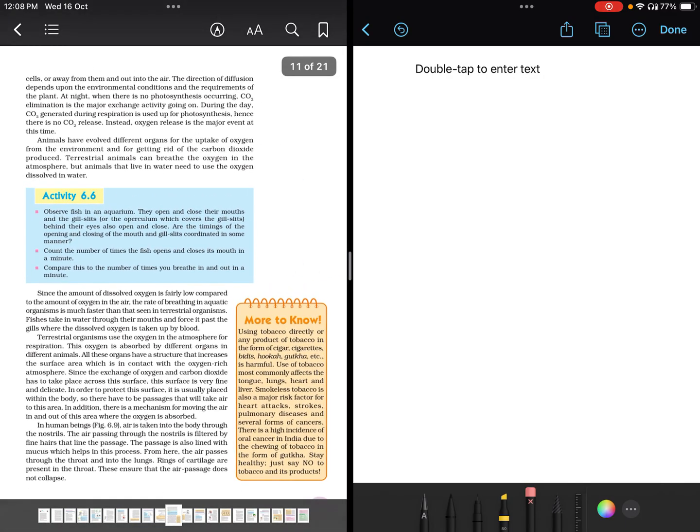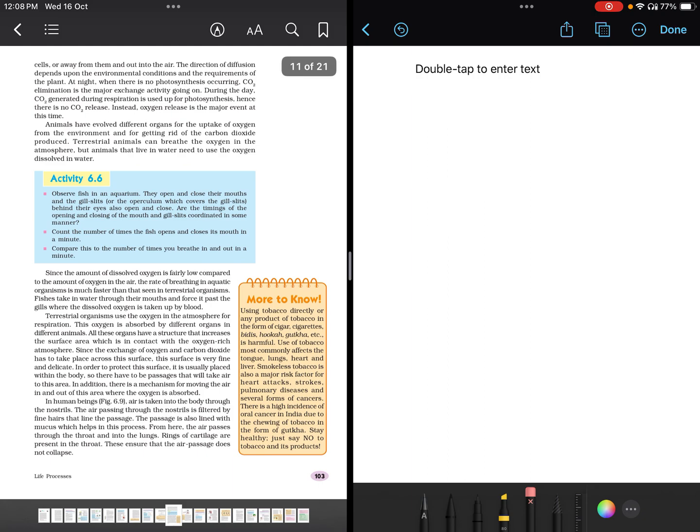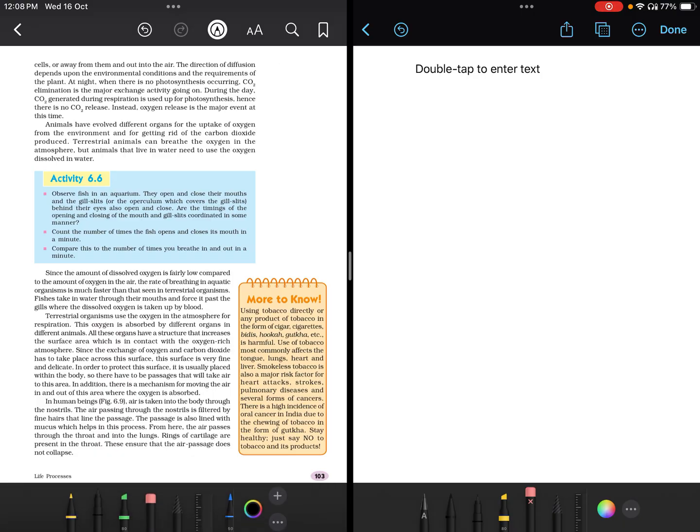Now coming to the next paragraph, the direction of diffusion depends upon the environmental conditions and the requirements of the plant. At night, when there is no photosynthesis occurring, CO2, carbon dioxide elimination is the major exchange activity going on. During the day, carbon dioxide generated during respiration is used up for photosynthesis. Hence, there is no carbon dioxide release. Instead, oxygen is released as the major event at this time.